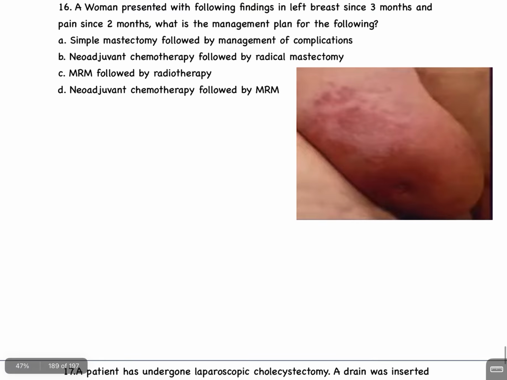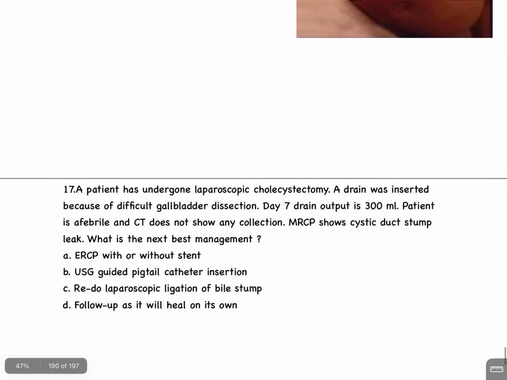Question number 16. A woman presented with the following findings in left breast since 3 months and pain since 2 months. What is the management plan for the following? A. Simple mastectomy followed by management of complications. B. Neoadjuvant chemotherapy followed by radical mastectomy. C. MRM followed by radiotherapy. D. Neoadjuvant chemotherapy followed by MRM. इसका आंसर है D. Neoadjuvant chemotherapy followed by MRM.